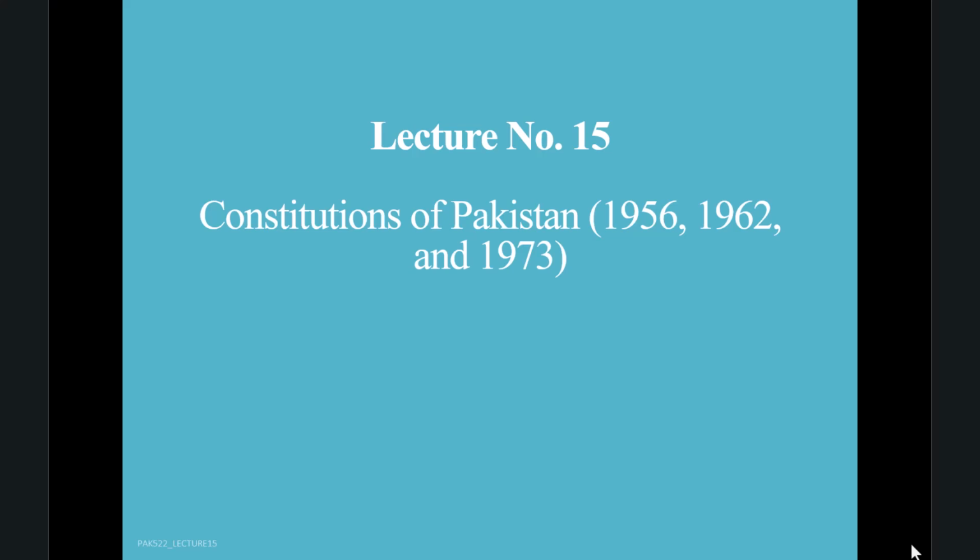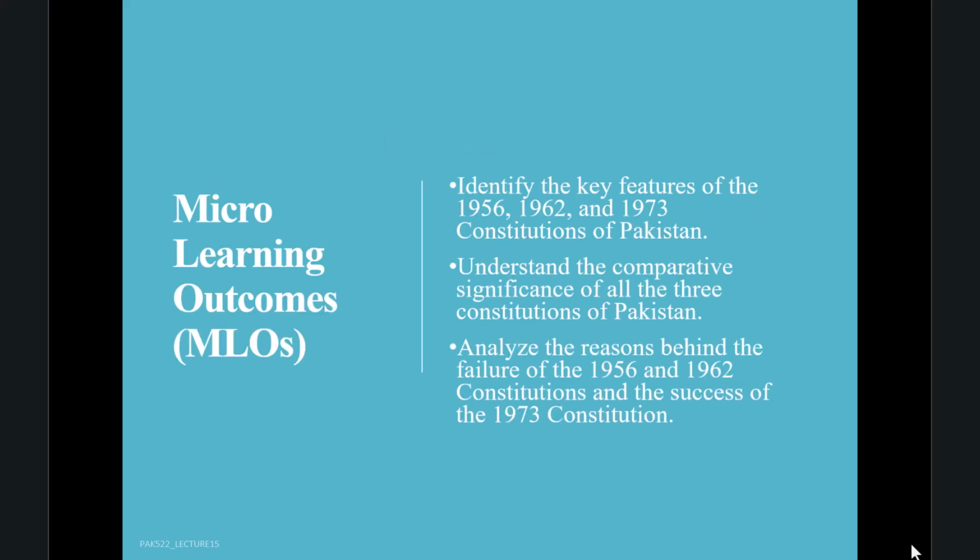Before we begin our detailed discussion, let us first look at the micro learning outcome of today's lecture. Dear students, by the end of this lecture, you will be able to identify the key features of the 1956, 1962 and 1973 Constitutions, understand the comparative significance of all three constitutions of Pakistan, and finally analyze the reasons behind the failure of the 1956 and 1962 constitutions and the success of the 1973 constitution.